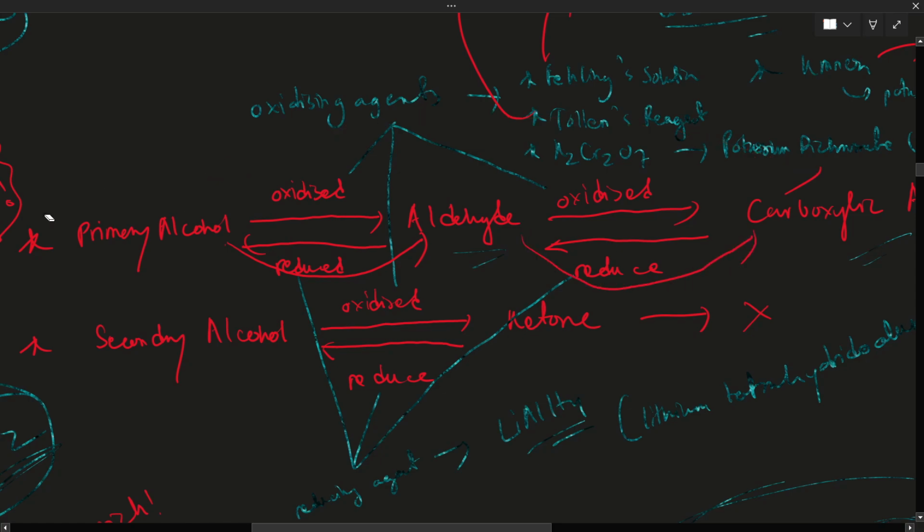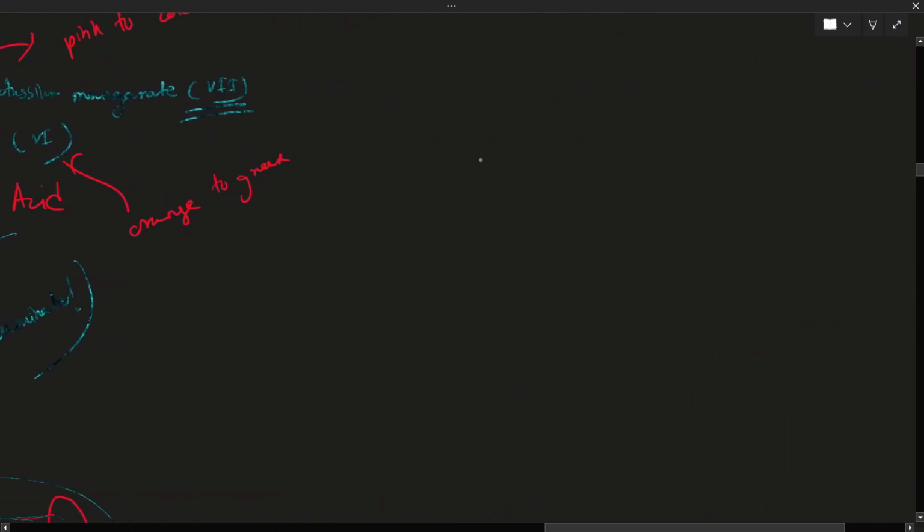Now just for clarification, if you want to go from primary alcohol to aldehyde, you should use Tollens' reagent or Fehling's solution. If you use potassium manganate(VII) or potassium dichromate(VI), there is a high chance that aldehyde won't be produced. Directly carboxylic acid will be produced. The reason is pretty simple.